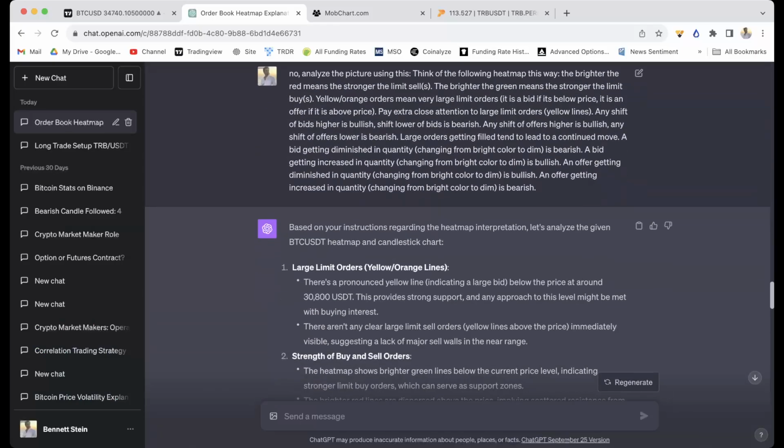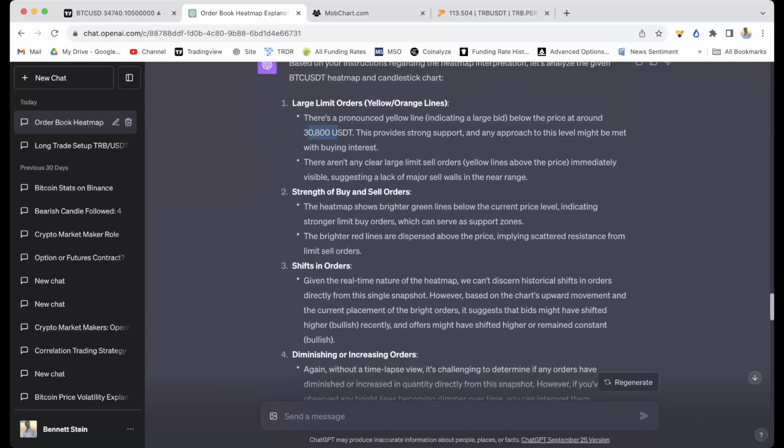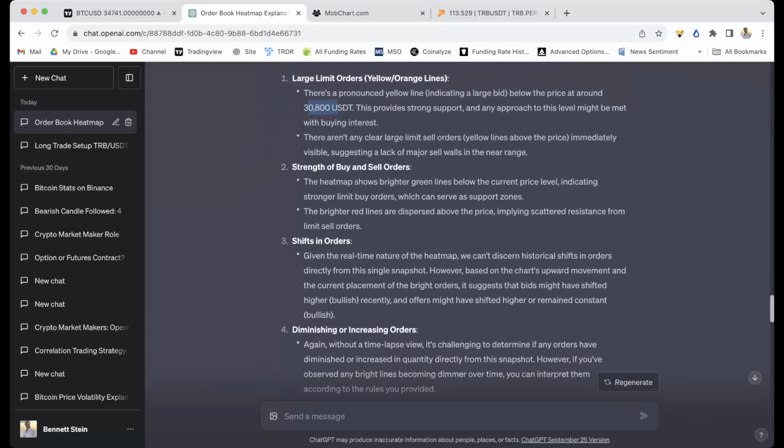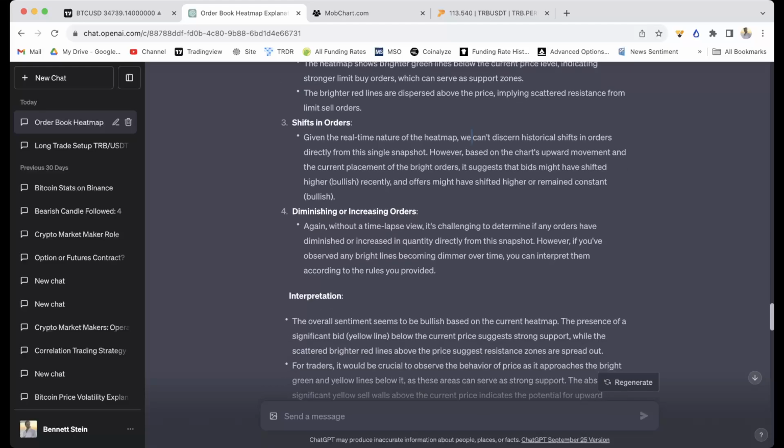And what it said was actually incredibly intelligent. It found out that there was actually a very large order at 30,800, which is true. It did not make that up. All of this I agree with, really. You can see here, it also said that it wanted a little bit more data to see the historical shifts in orders, which is a very smart thing to say.